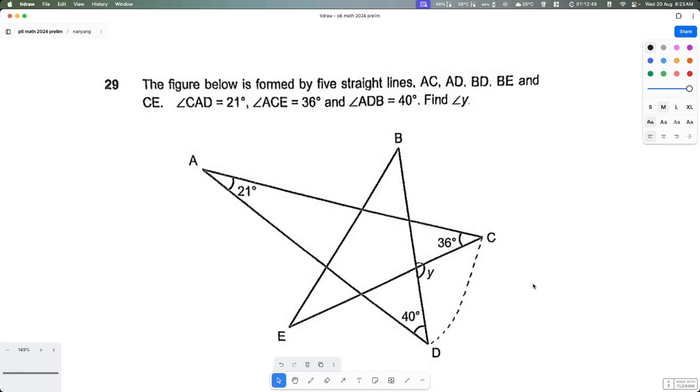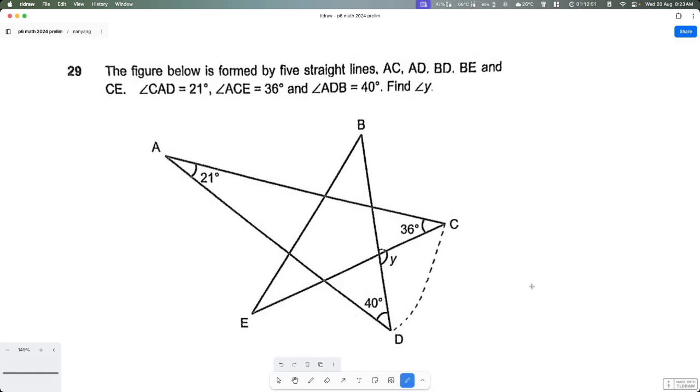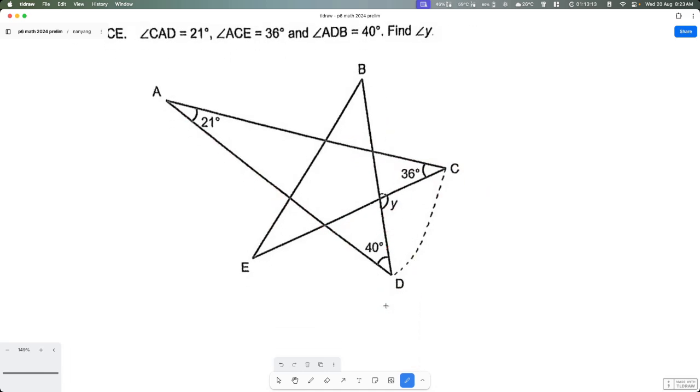Question 29. The figure below is formed by 5 straight lines, to make a star. AC, AD, BD, BE, and CE. CAD is 21 degrees. ACE is 36 degrees. And ADB is 40 degrees. Find angle Y over here.